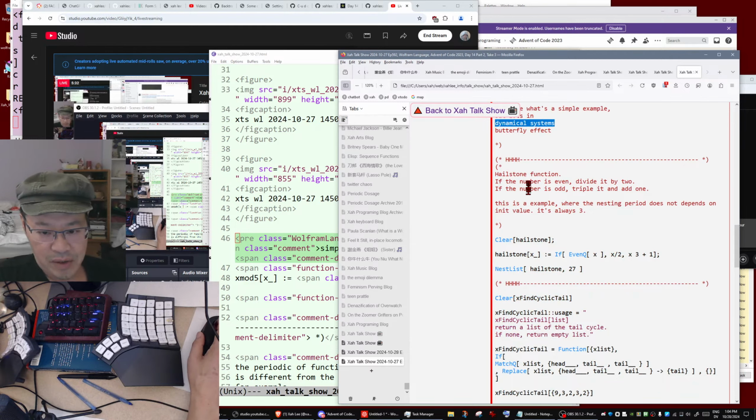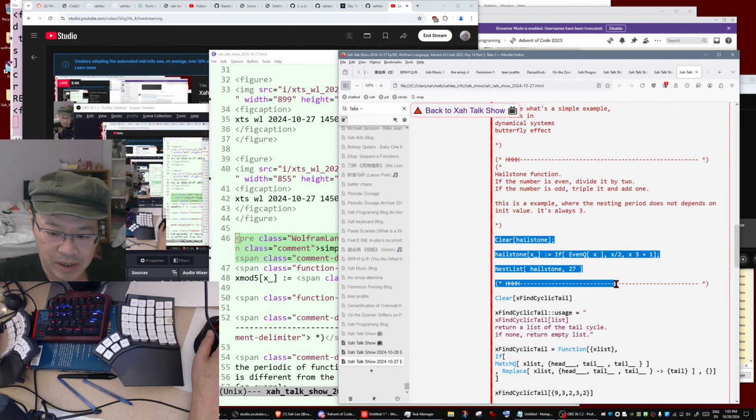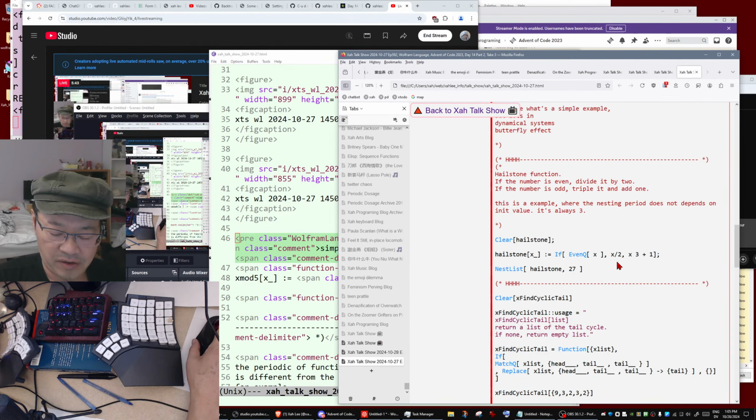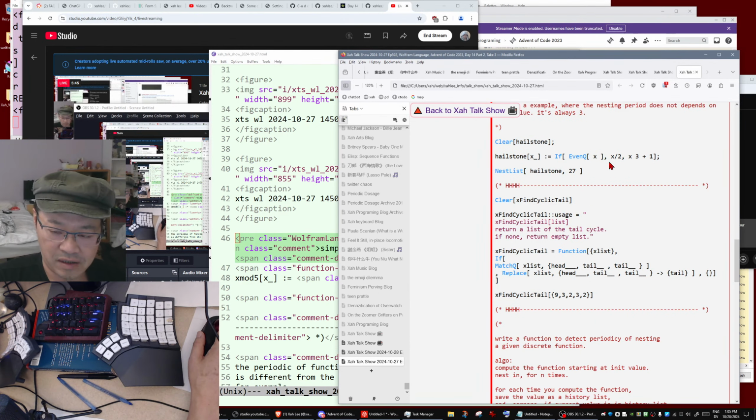Yesterday we also talked about the hailstone function, which is the Collatz conjecture. Here we define the Collatz function. For a function defined on integers, if the integer is even, then divide by 2. Otherwise, multiply by 3 and add 1. So you get a value. Then you feed the value back into this function and repeat the process, and see what happens.